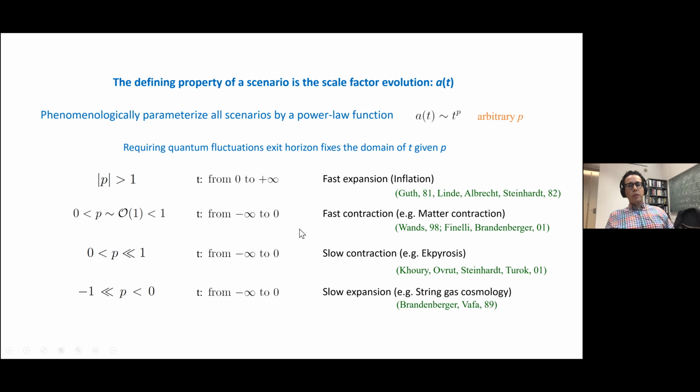Okay, so slow contraction and fast contraction: p is order 1 but not very close to 0. I see. The fast contraction is order 1. For example, for matter contraction, it will be 2/3. A slow contraction has a very small p, a few percent. Okay. Yeah. All right, that was my question. Thanks. Sure. Thanks for the question.